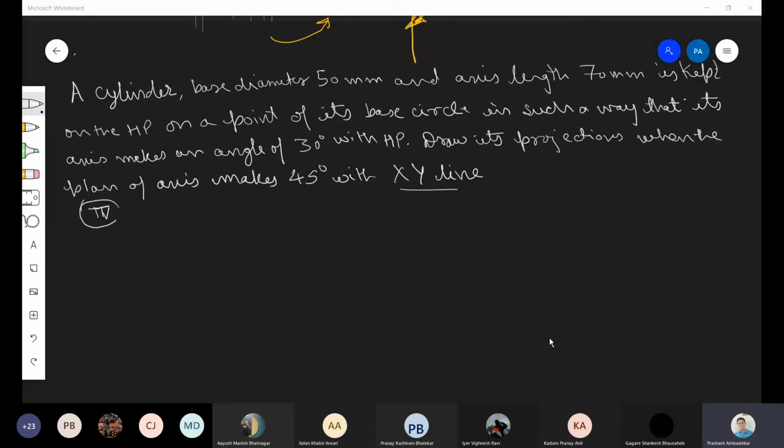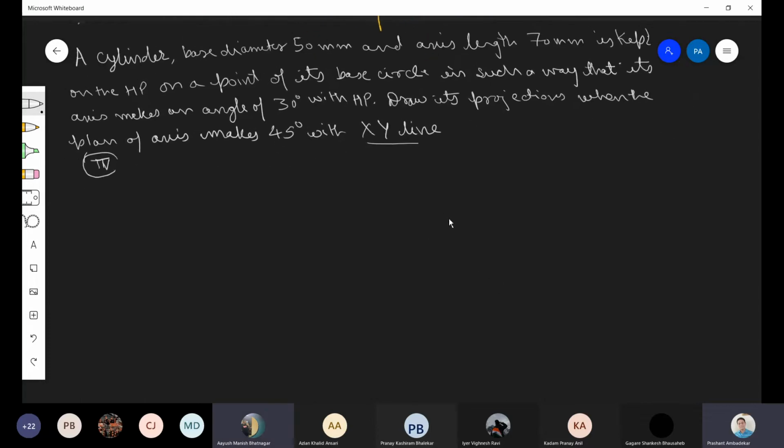Okay, I hope all of you have read it. So basically it is a cylinder, means one view will be a circle, the other view will be a rectangle. So tell me which view will be a circle and which view will be a rectangle?